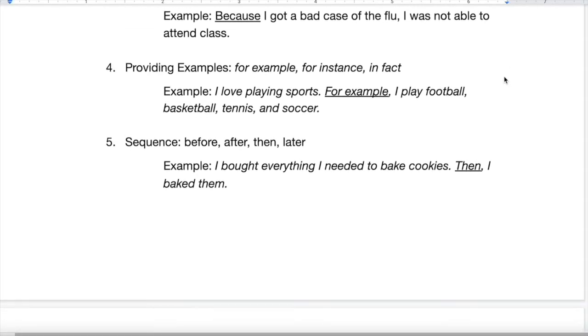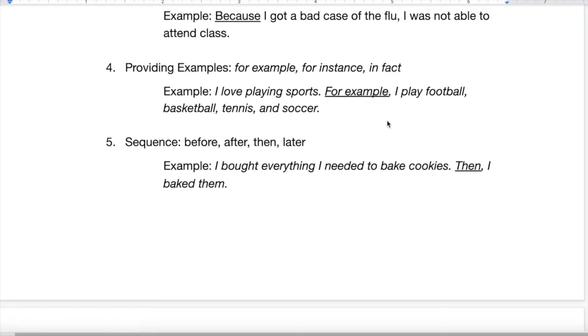Yeah. Providing examples. All right, so with providing examples, basically the first idea is a general category, and then the second idea is examples of that general category. So providing example transition words or phrases in this case would be for example, for instance, or in fact, right? Go ahead and read the example. I love playing sports. For example, I play football, basketball, tennis, and soccer. Great.